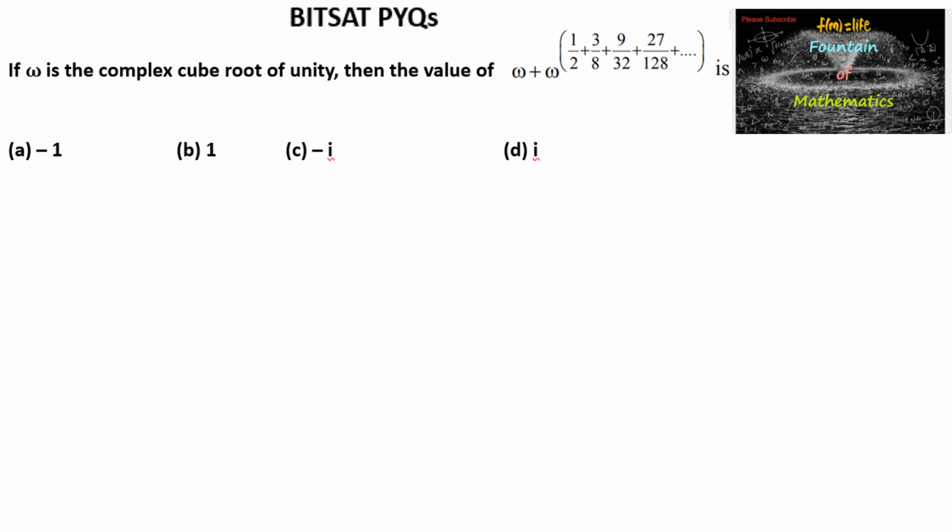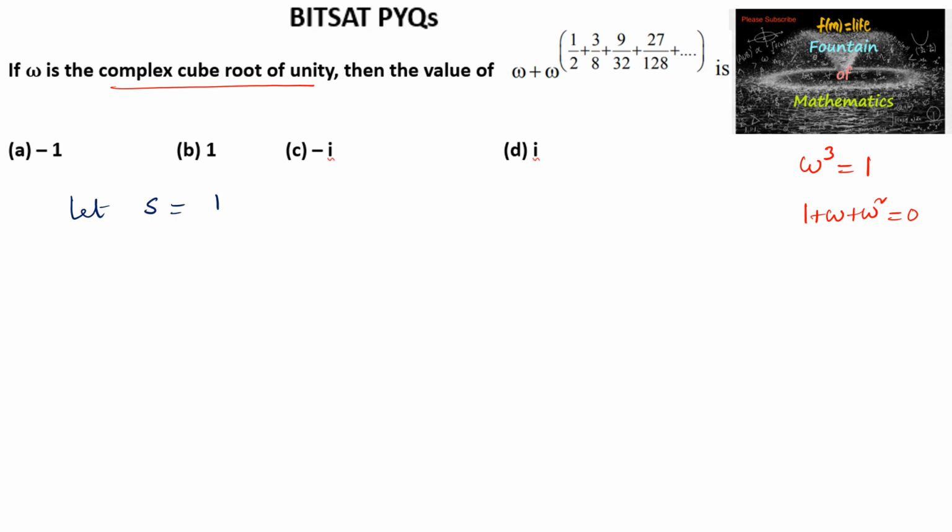Given omega is the complex cube root of unity, we need to find omega plus omega power 2, omega to the power 1 by 2 plus 3 by 8 plus 9 by 32 and so on, 27 upon 128. Since omega is the complex cube root of unity, we can write omega power 3 is equal to 1 and 1 plus omega plus omega square is equal to 0. So let us consider this series.